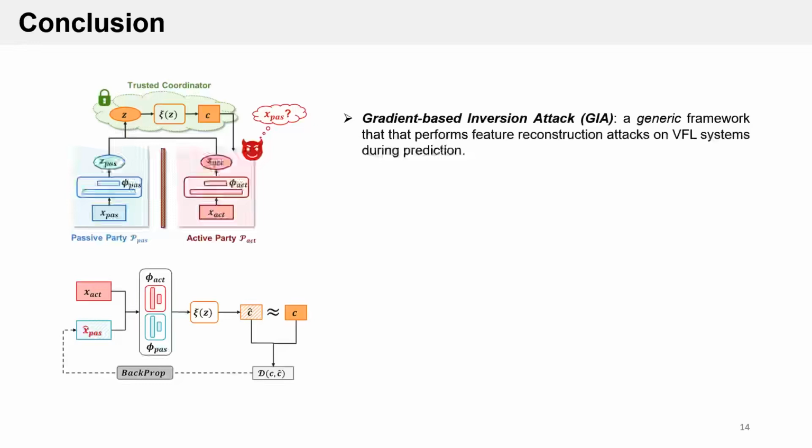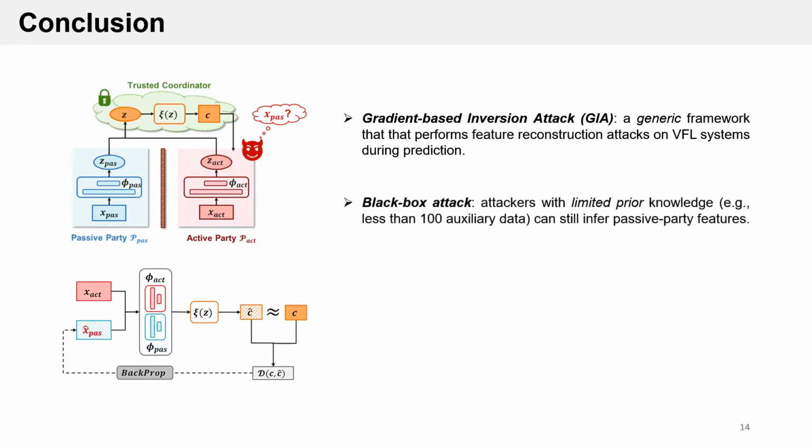In conclusion, in this paper, we propose and discuss the threat posed by the gradient-based inversion attack, a generic framework that performs feature reconstruction attacks on VFL systems during prediction. The attack can be flexibly applied to different machine learning models and outperforms the prior work. We further explore the attack under the black box setting and show that attackers with limited prior knowledge can still infer the passive party features even without knowing the target model's real weights or the model structures.